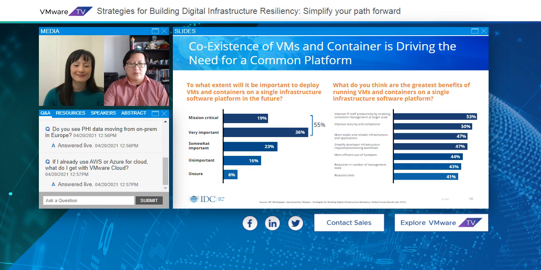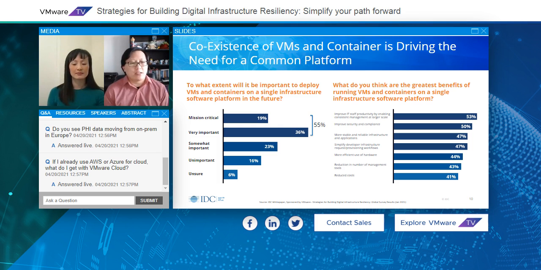And so one of the other things that we've seen is that VMs and containers are both going to be around for the foreseeable future, and people are going to have to manage both. We've seen this need for the coexistence of a platform that can handle both, right? So in order to master some of this complexity, we asked people about the convergence of VMs and containers. 55% of them said that it's going to be important to deploy both VMs and containers on a single infrastructure platform.